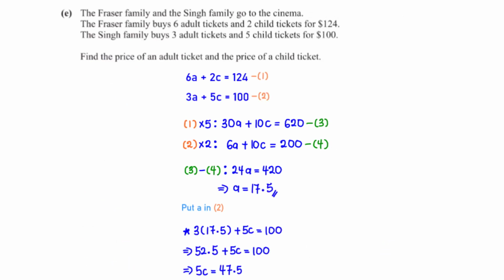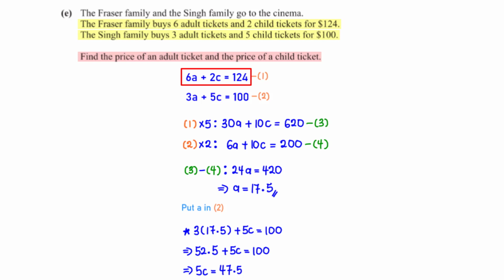The Fraser family and the Singh family go to the cinema. Find the price of an adult ticket and the price of a child ticket. Let's represent the price of an adult ticket with A and the price of a child ticket with C. We are told the Fraser family buys 6 adult tickets and 2 child tickets for $124. This means 6A plus 2C equals 124.